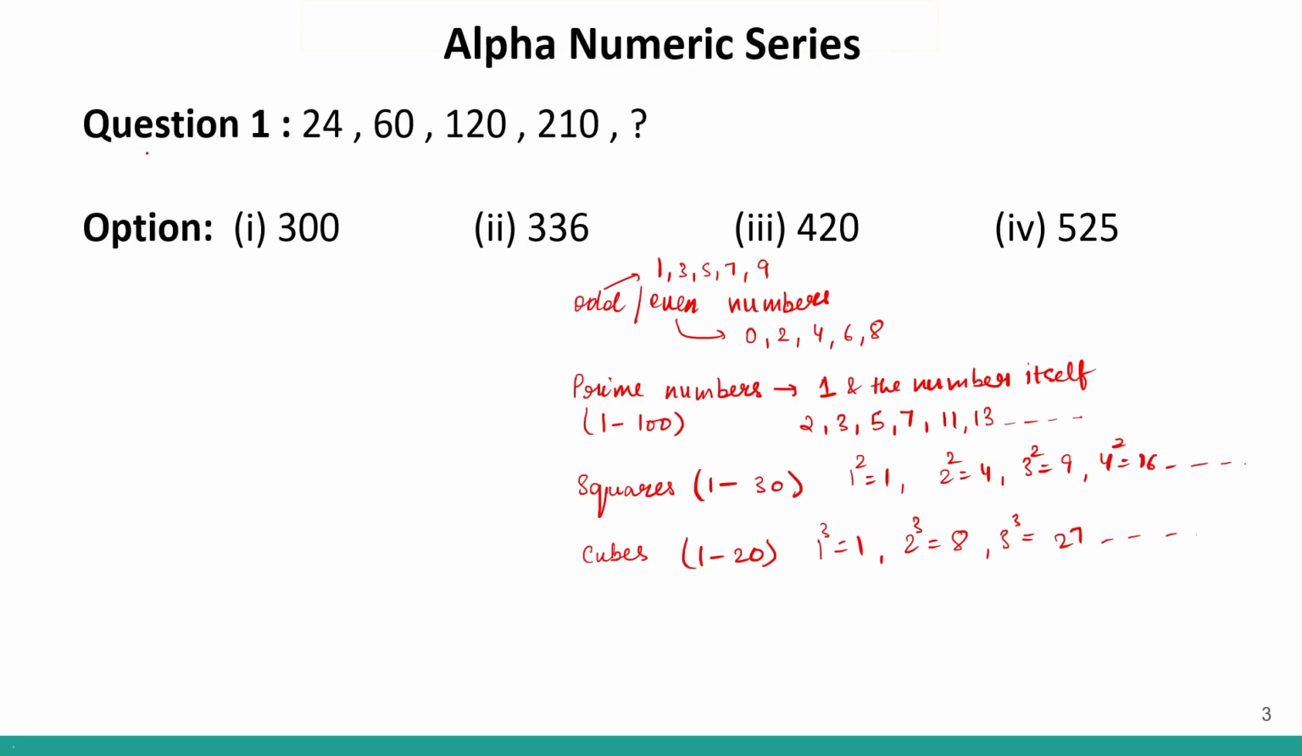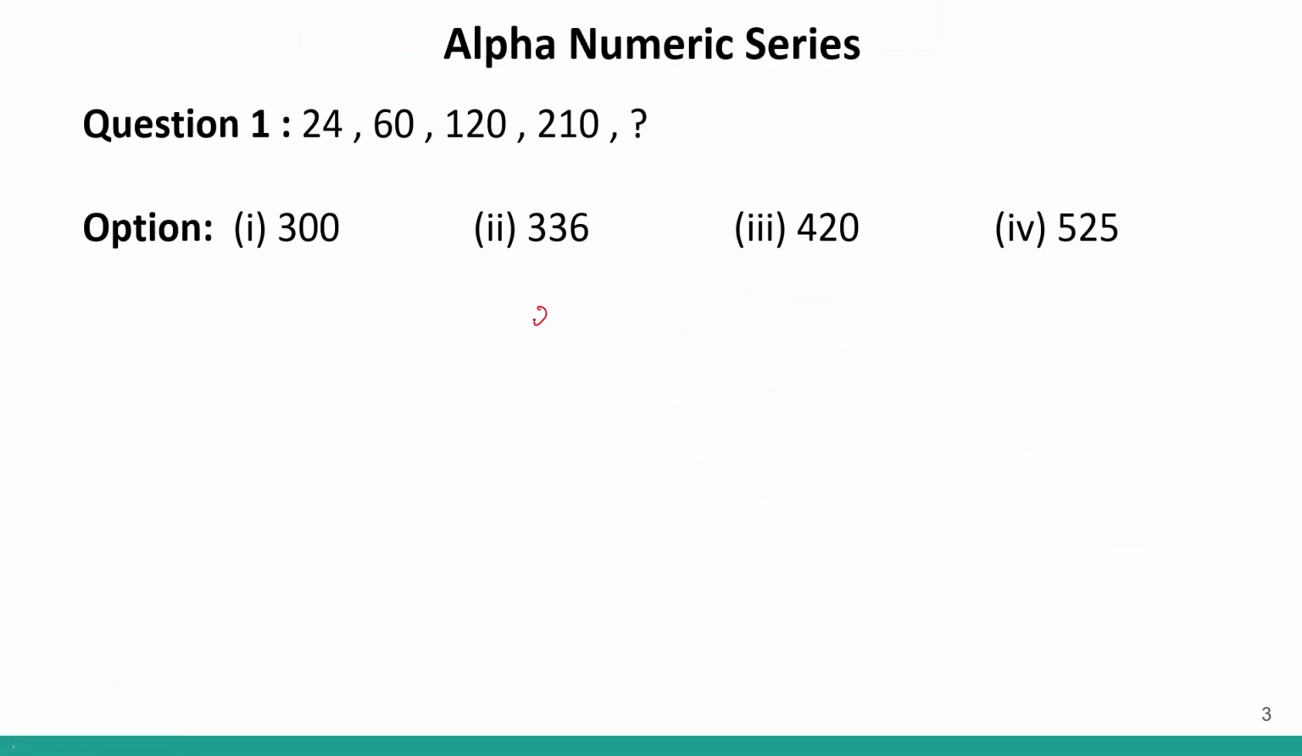So we will start with question number 1. We have a series in which one element is missing and we have to find the answer to this element. So I can see 24, then 60, then 120, then 210. Correct? So let me try to solve this. So we have 24, 60, 120, and 210.